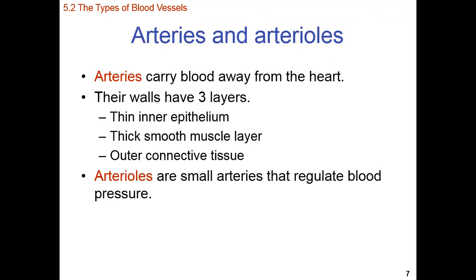So let's talk about these arteries and arterioles. Both arteries and arterioles are going to carry blood away from the heart. Now, these arteries and arterioles have three main layers to the walls. There's a very thin inner epithelium, sometimes referred to as the tunica intima.